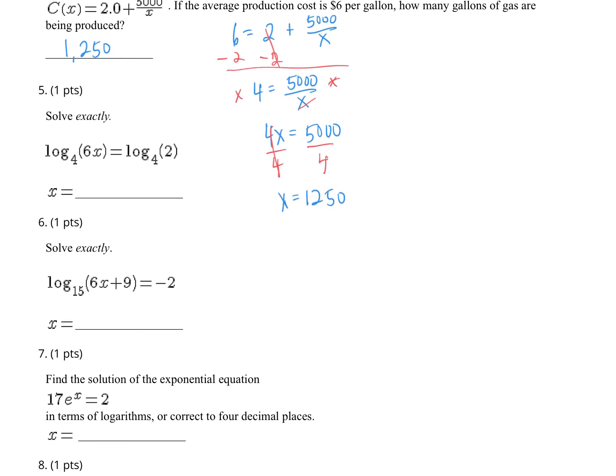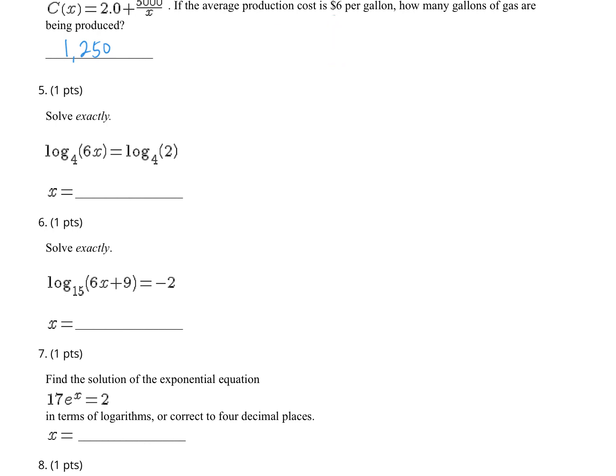Okay, number 5, solve exactly. So we're not trying to find an estimate. We're going to solve and give the exact answer. So we have the log base 4 of 6x equals the log base 4 of 2. Since we only have one log on each side and the log base 4s match, we can cross those out and rewrite the equation without that. So it's just 6x equals 2. When we divide by 6, we see that x equals 2 over 6 or 1/3 in lowest terms. Make sure you don't put 0.33 because that would be an estimate. You want to put 1/3.